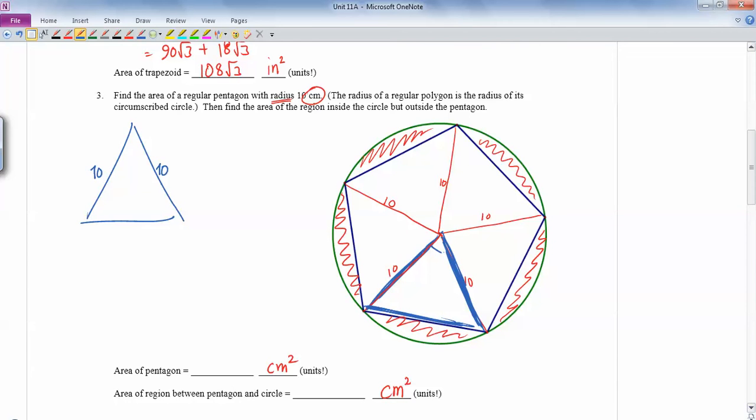Okay, now this angle right here in the middle, notice there are 5 of them all the way around, and they're all the same as each other. So the total is 360, and if I divide it by 5, then I get one of those angles. So that's going to be 72 degrees right there. So each angle here is 72.